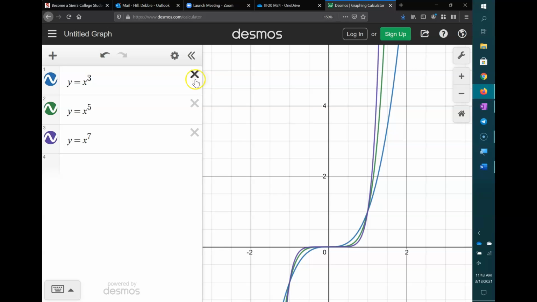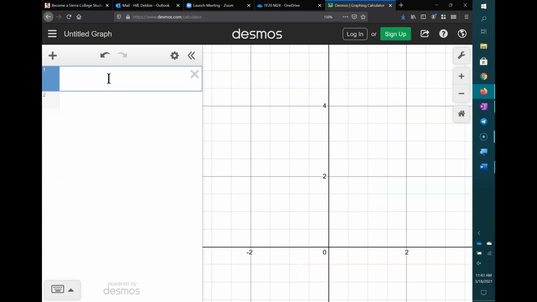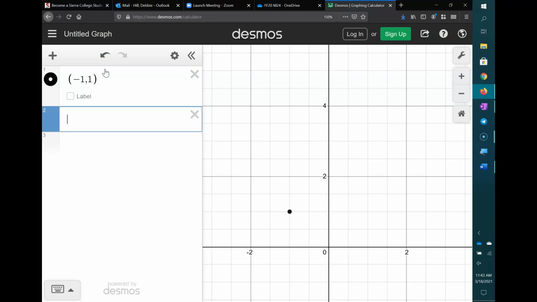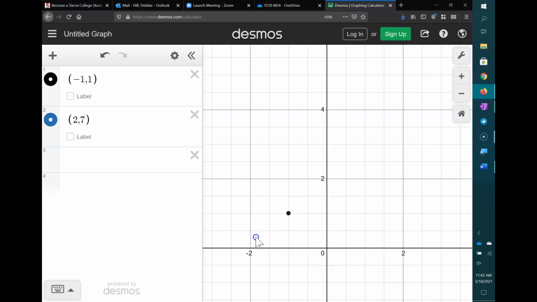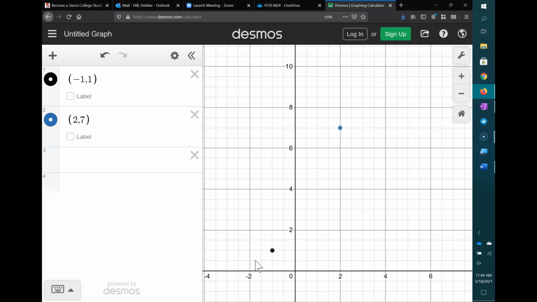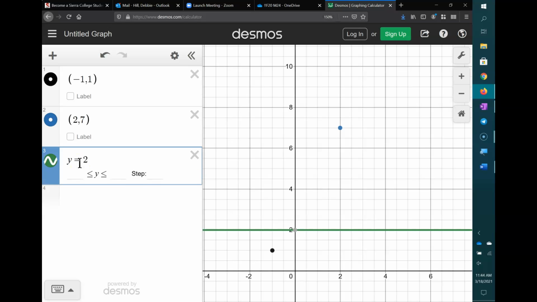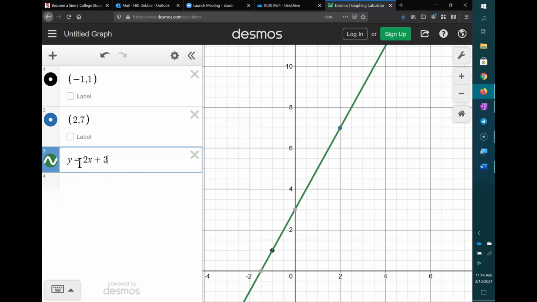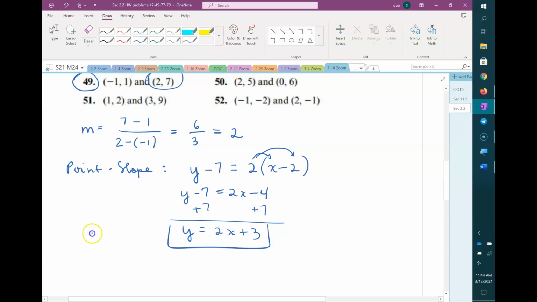So let's just take a moment and go to Desmos and look at what these 2 points look like if I graph the 2 points. So there's (-1, 1), and here's (2, 7). So I want the equation of a line that goes through those 2 points. Once I get my answer, y equals 2x plus 3, I'm going to check it and make sure that that line does indeed go through those 2 points. So Desmos is a great tool for checking your results.